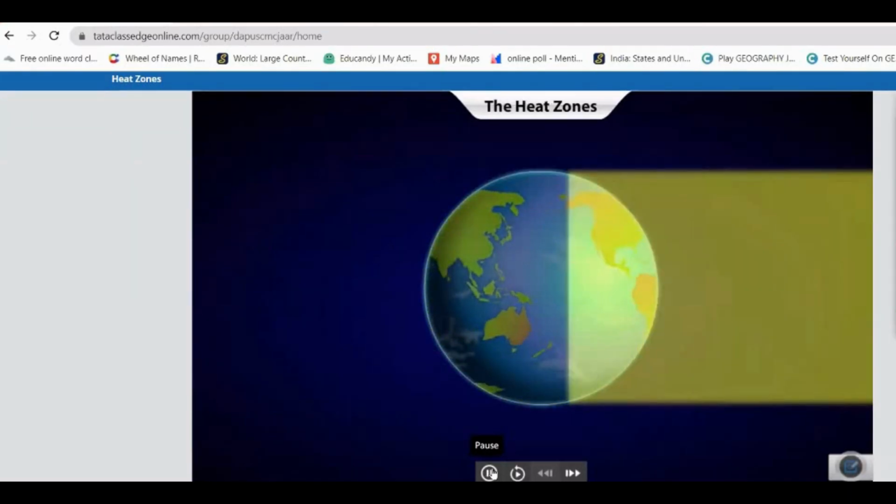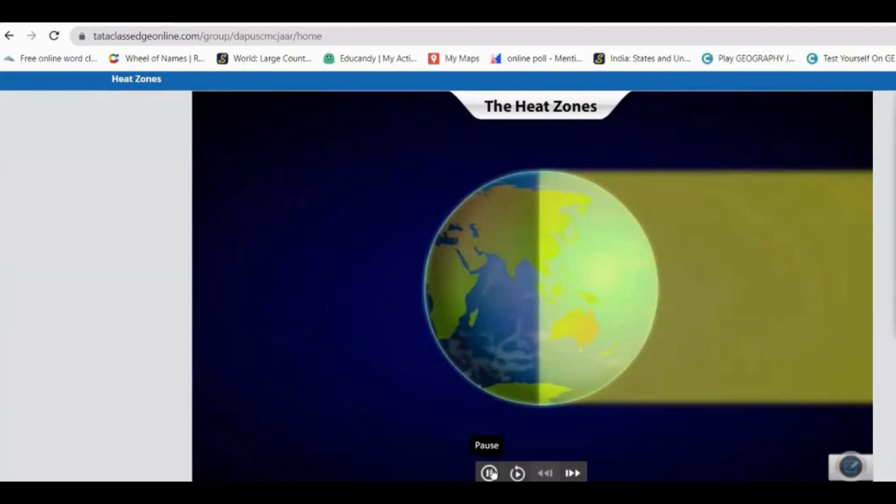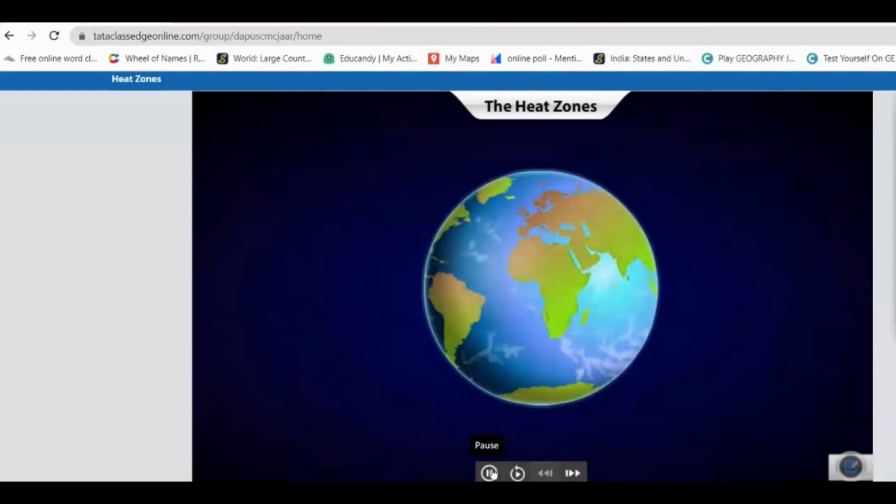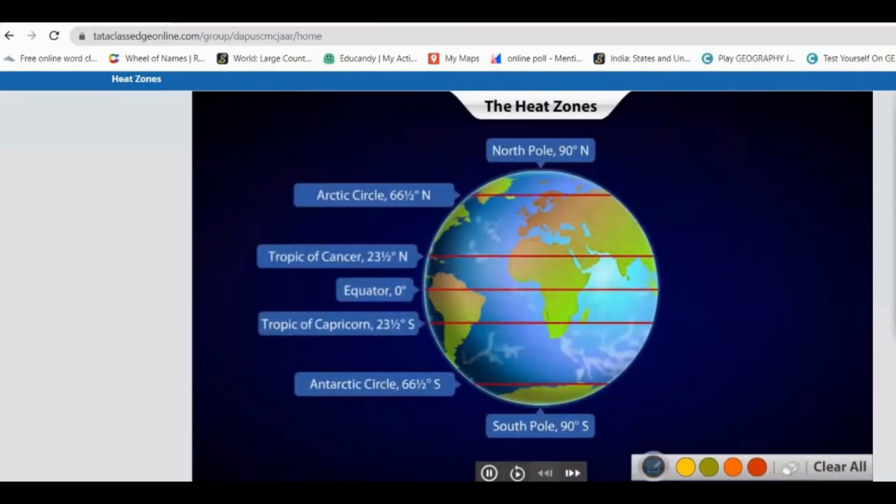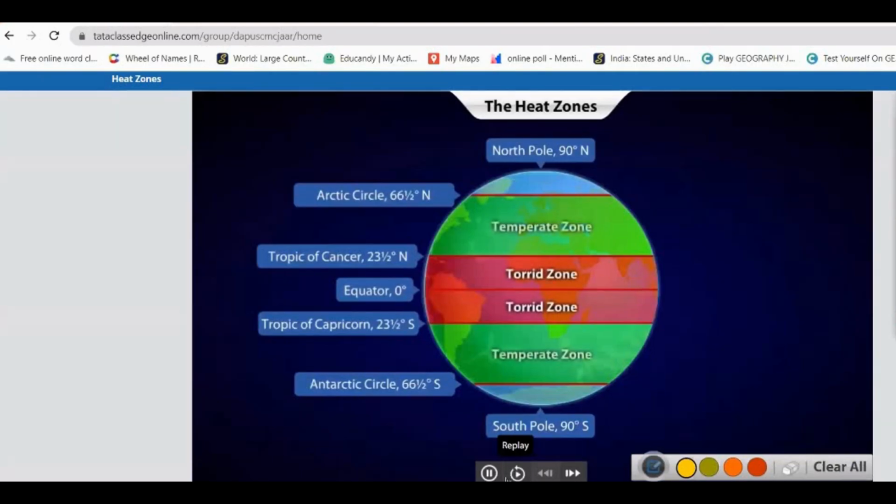The earth is shaped like a sphere. Due to this, different parts of the earth do not receive the same amount of heat from the sun. Based on the different amount of heat received in different parts, the earth can be divided into 3 different climatic zones. These climatic zones are the torrid zone, the temperate zone, and the frigid zone.